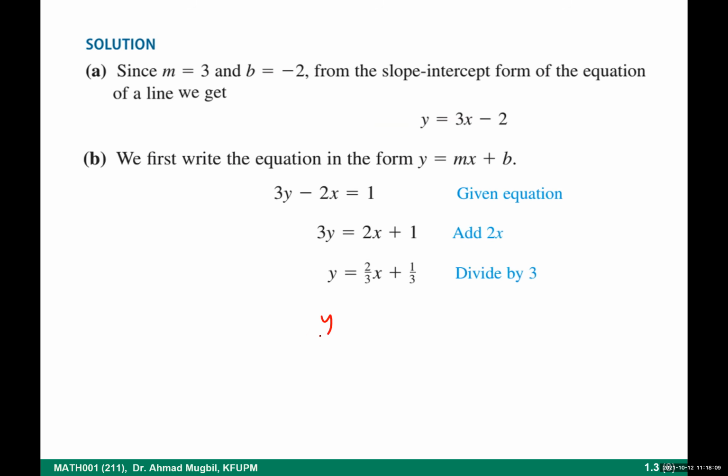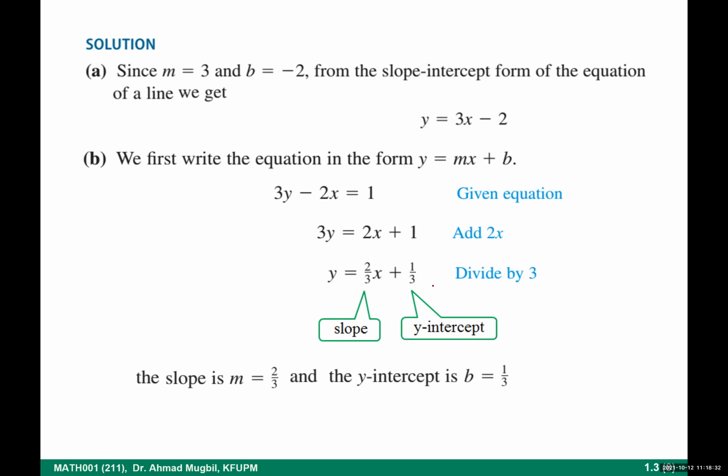Now compare this with the standard form. I call it the standard, but it is indeed called the slope-intercept form. Now compare it with this. This is the slope, the coefficient of x, 2 over 3, and this is the y-intercept. Great.